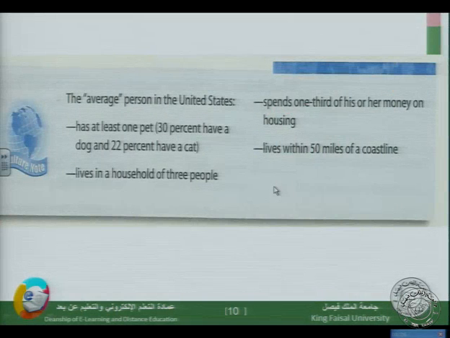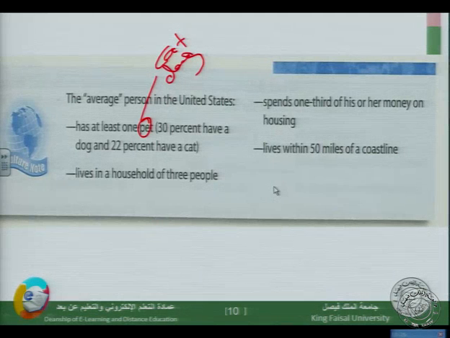Let us move to another cultural note, and here it's a very important cultural note, since it talks about the American people themselves. They say the average person in the United States has at least one pet. Pet ممكن يكون cat أو dog, little dog, small dog. So imagine that the average person in the United States has at least one pet.